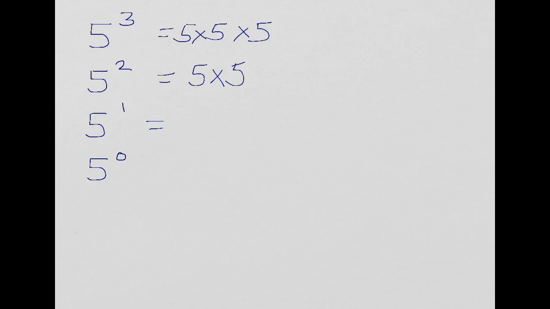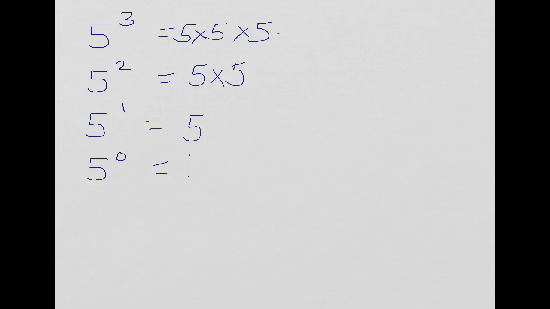5 to the power 1. You should know that that's just 5. And 5 to the power 0, that is 1. And if you didn't know that was 1, go back and look at one of my previous videos because I explained that in basic index laws.